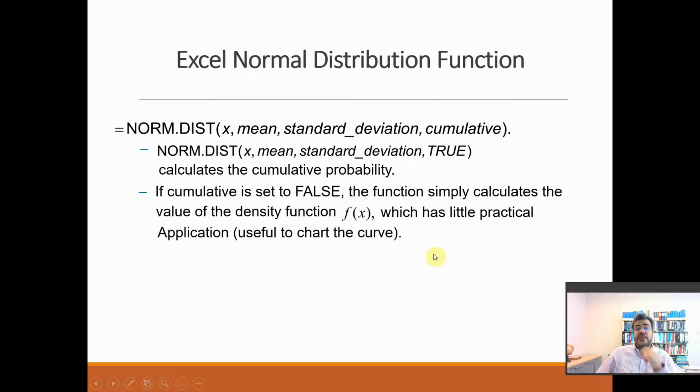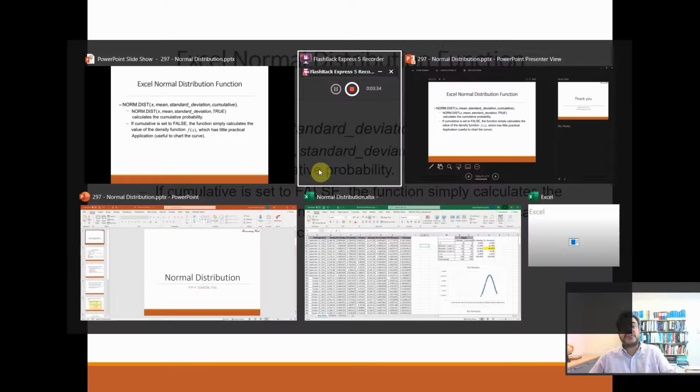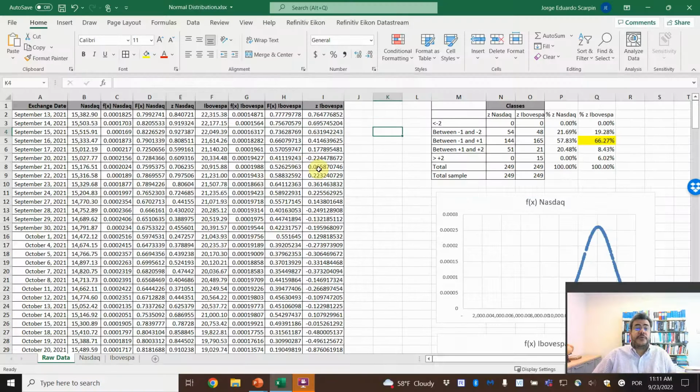How do we do that in Excel? Normal distribution, with the number, our x, the mean, standard deviation, and cumulative. True calculates the cumulative probability. False simply calculates the value of the density function, which has little practical application. However, it is very useful to chart the curve. So let's go to our file.